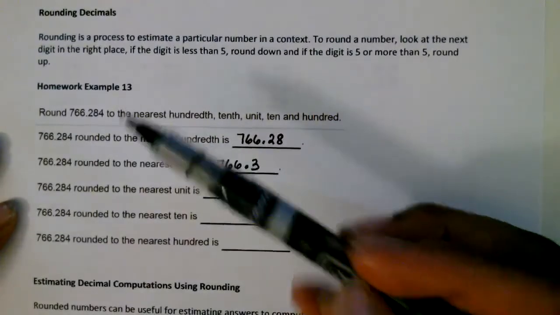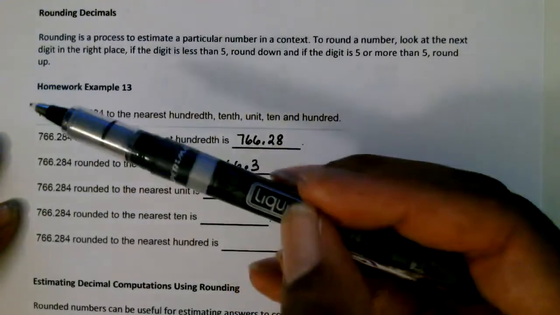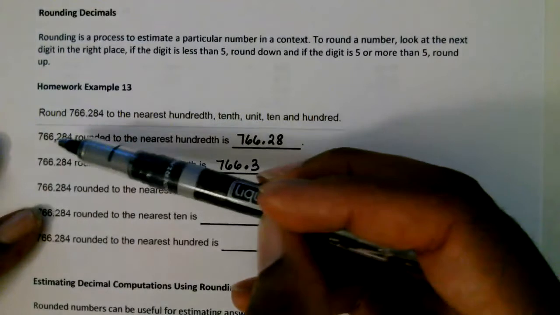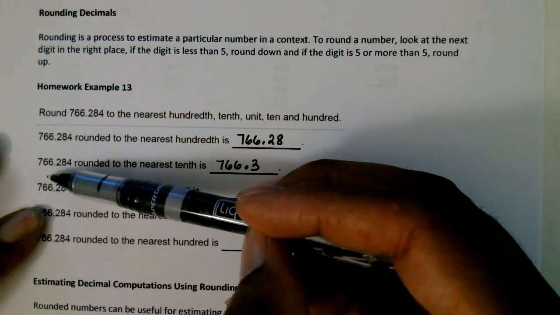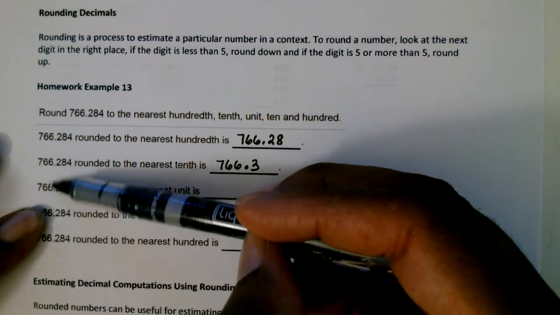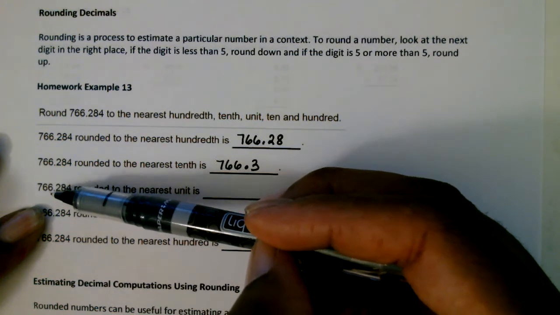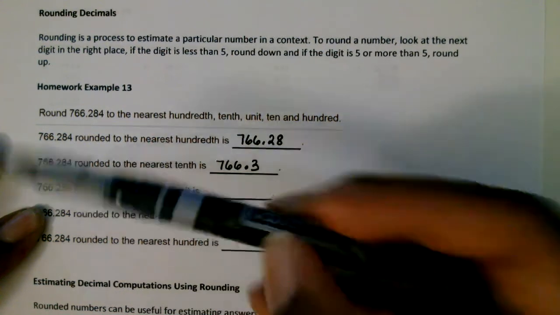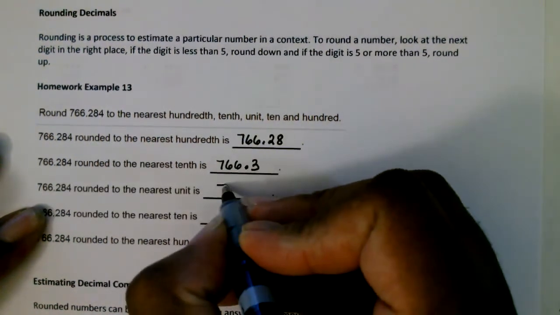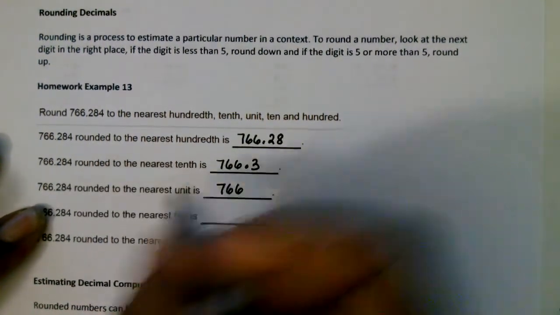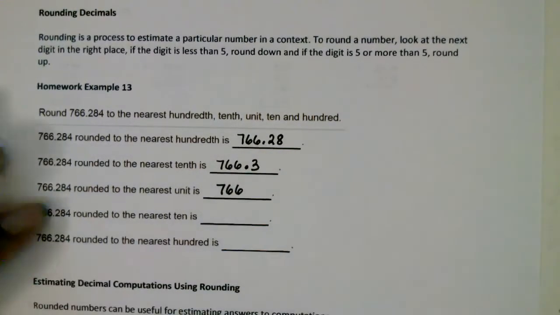All right, now to the nearest unit, or to the nearest whole number, as some textbooks would say. Well, we look at the digit that's in the ones place. That's this 6 right here. To the right of that is 2. The 2 is less than 5, so the 6 remains the same. So we'll just say 766. The 2, the 8, and the 4 are dropped off completely.